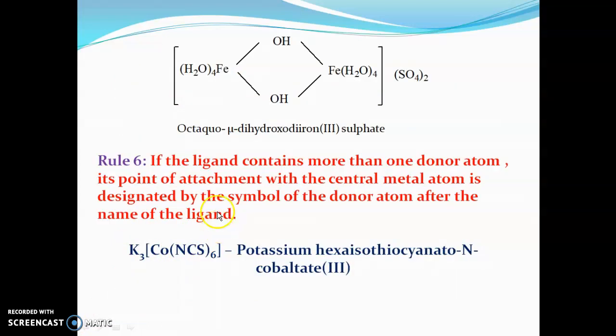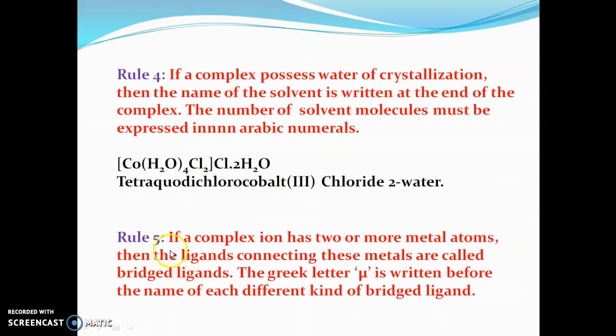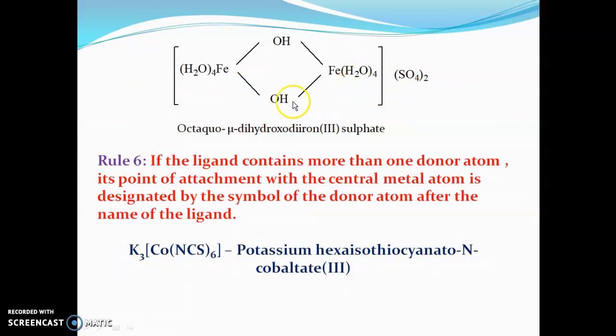Next is rule number 5. If a complex ion has 2 or more metal atoms, then the ligands connecting these metal atoms are called bridge ligands. The Greek letter mu is written before the name of each kind of different bridge ligand. For example, a bridge complex is given here. Iron is linked with 4 water molecules, and here iron is linked with 4 water molecules, and these 2 central metal atoms are bridged with 2 OH groups.